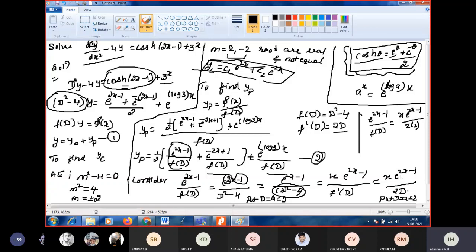Otherwise, what does 1 by D stand for? D is d by dx, differentiation. 1 by D is nothing but integration with respect to x. So instead of substituting D equal to a, you can integrate it.